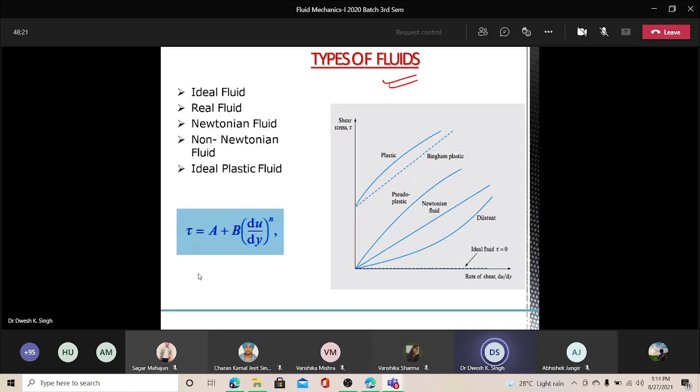So not all fluids behave with the same phenomenon. All fluids have their own behaving properties when you are applying force, or with time. So different fluids behave in different manners, and that's why they have been categorized, like ideal fluid, real fluid, Newtonian fluid, non-Newtonian fluid, ideal plastic fluid.